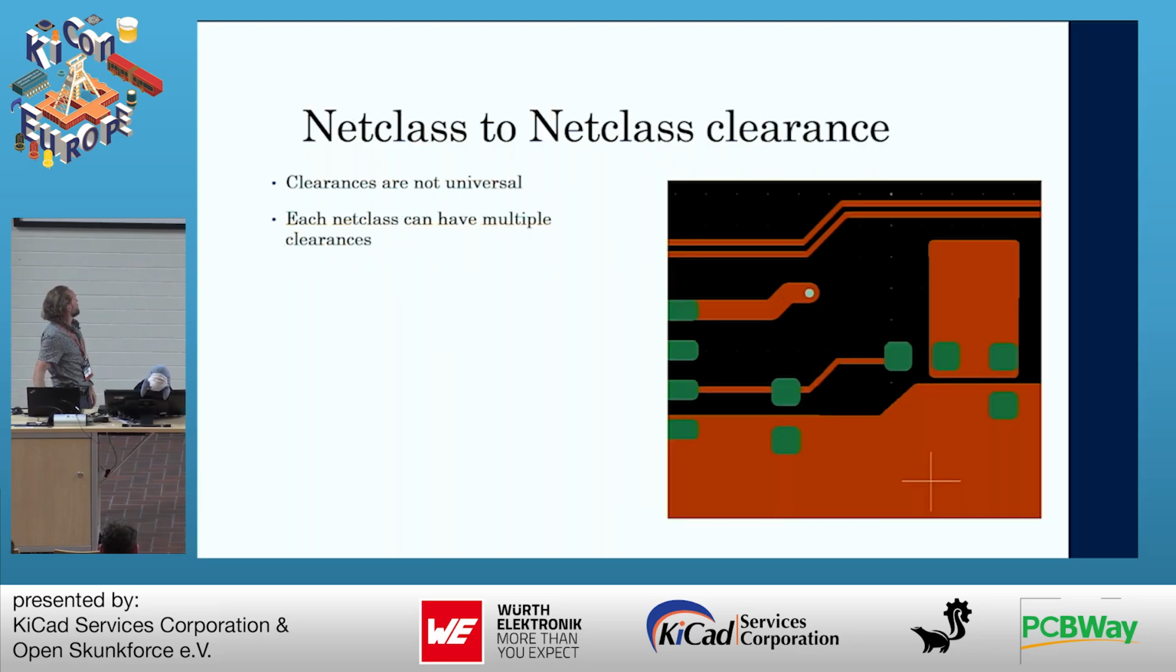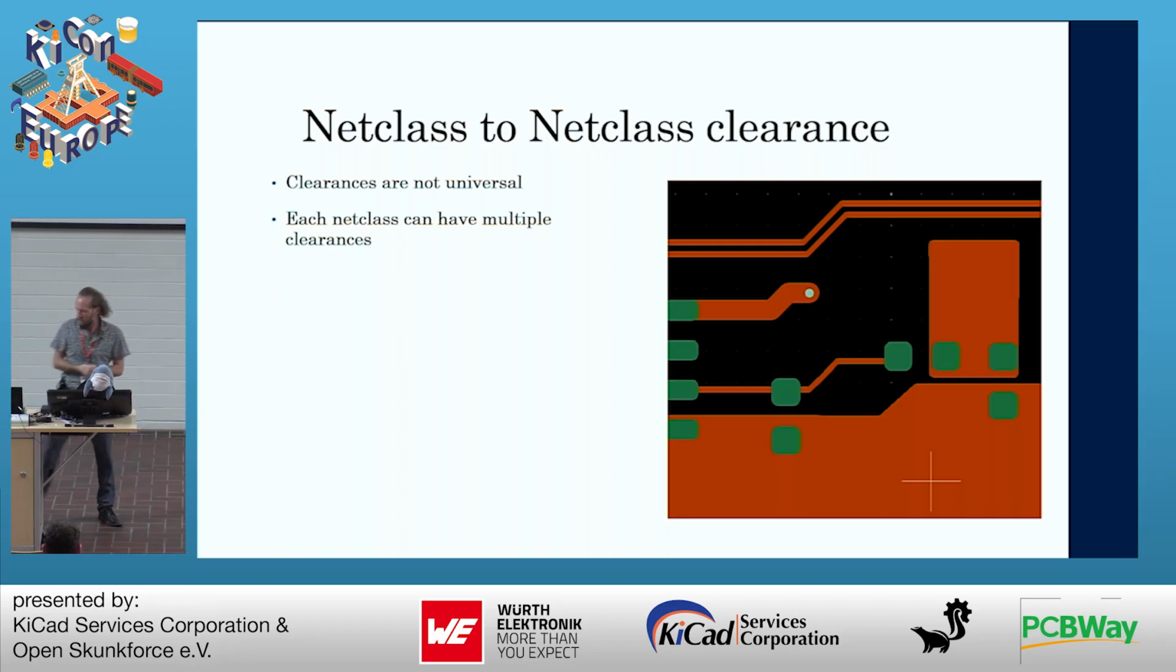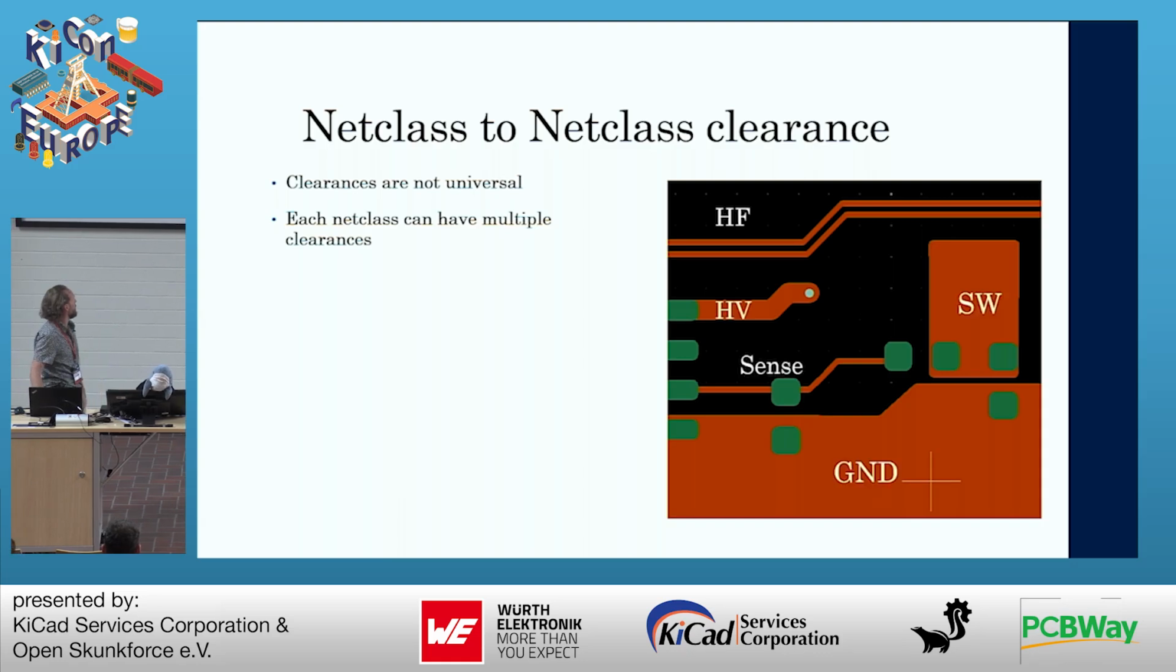That's constraints in general. So what is the difference between that and net class to net class constraints? Let's take the example we have on the board right now. Let's say you have a design with some different types of nets. You have a ground net, a switching node, a sense signal, a high voltage signal, and then some high frequency signal, maybe a differential line with those high frequency signals in there.